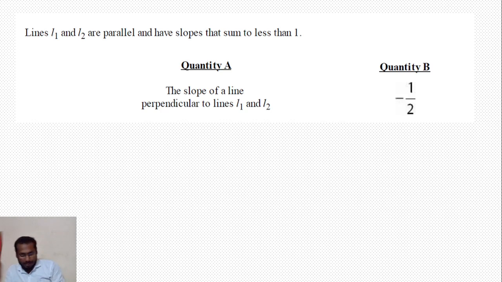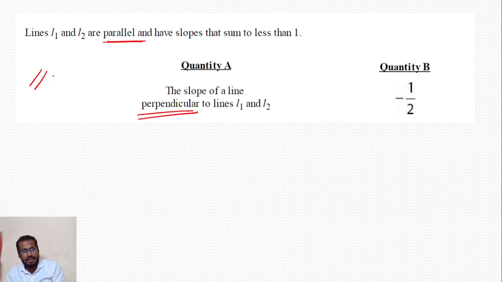Okay, and the next question is from coordinate geometry. In this question, line 1 and line 2 are parallel and have slopes that sum to less than 1. Look at this here, they're talking about parallel, and in quantity A they're talking about perpendicular slope. Here it was a parallel and a slope. Okay, so two things we need to know, that is, if the lines are parallel, what will happen? If lines are parallel, there is the same slope. That's what parallel slope.